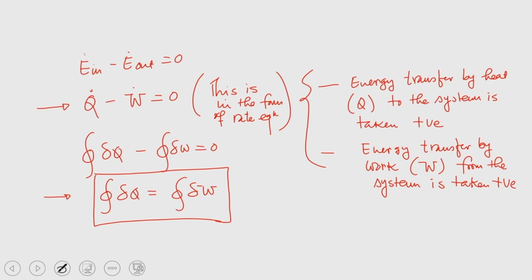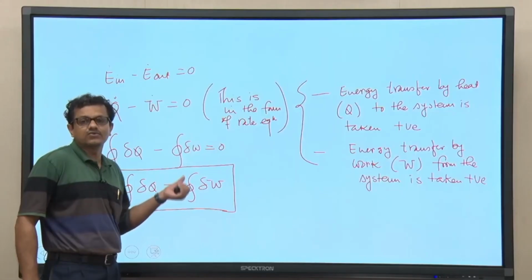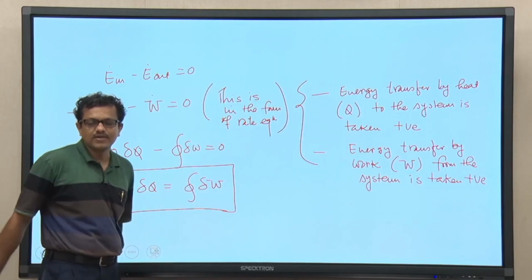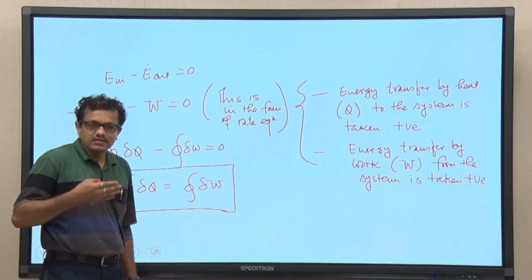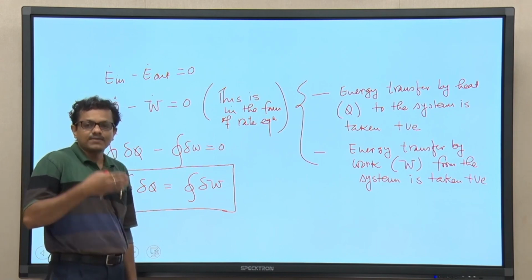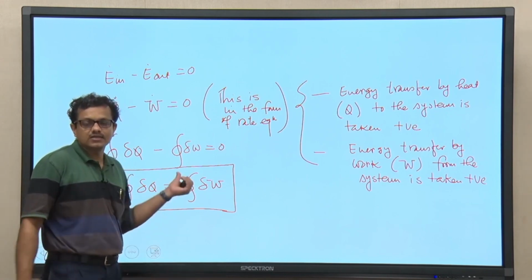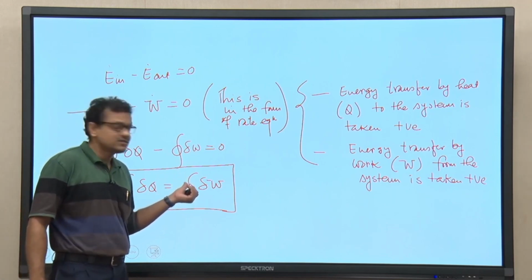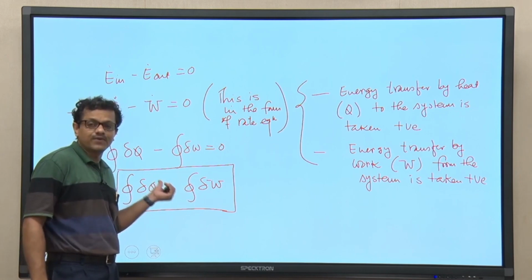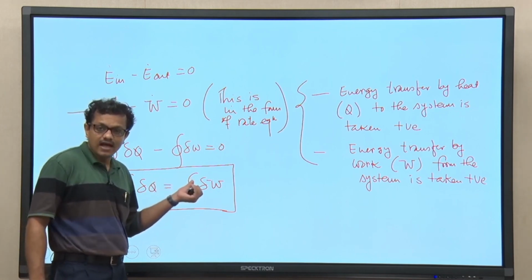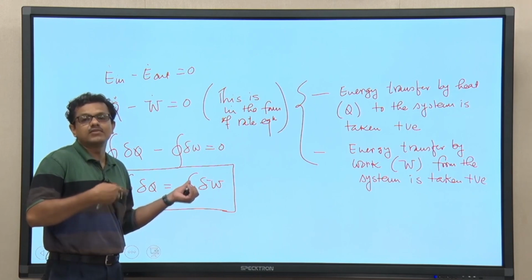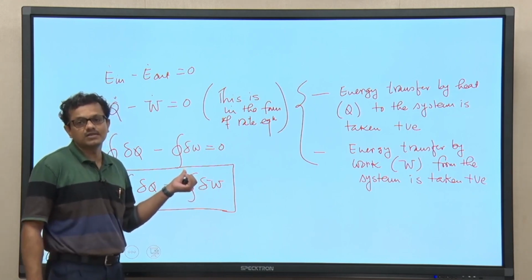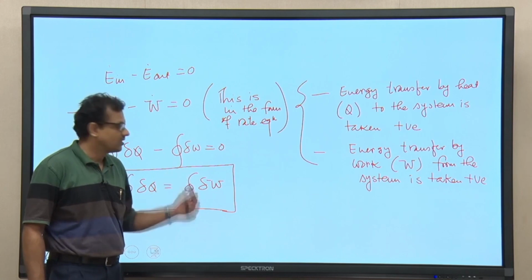Basically, this equation indicates that if we supply a certain amount of energy to the system in the form of heat, the system has the capability to do some work. That is what this expression tells us. So, that is the take home message you can take from this expression.